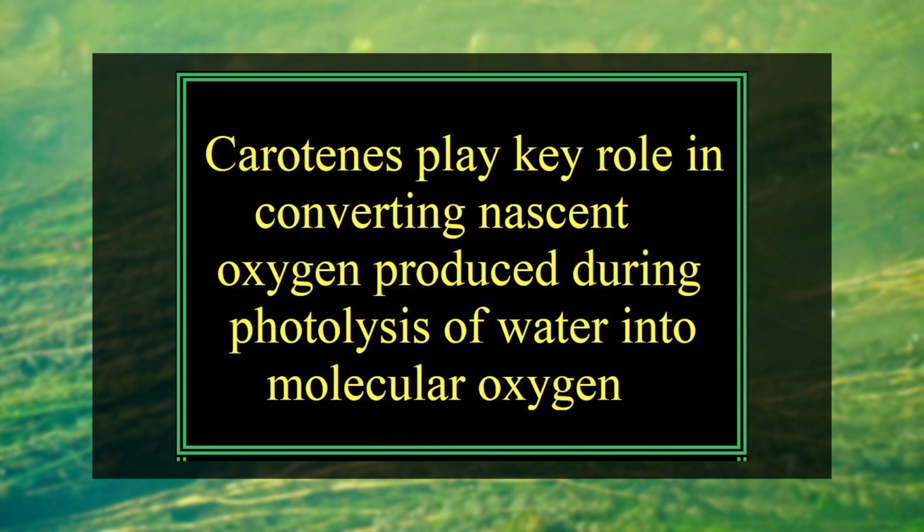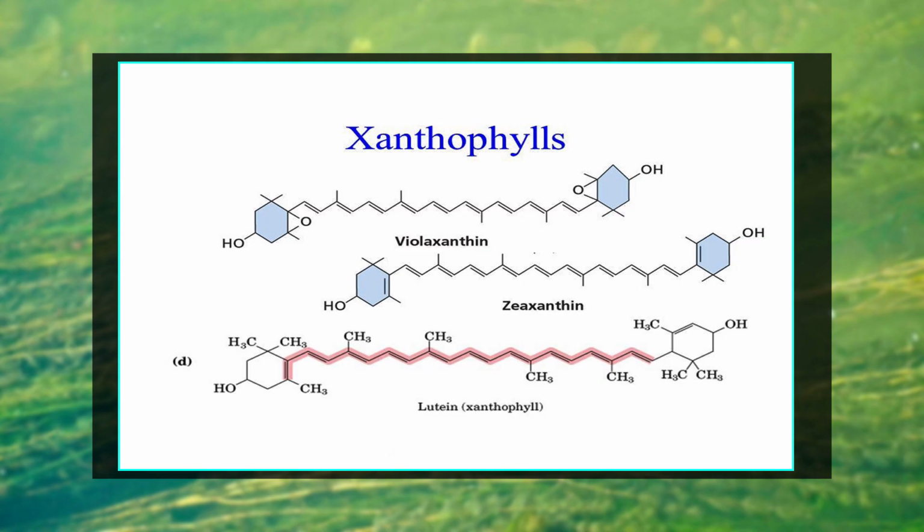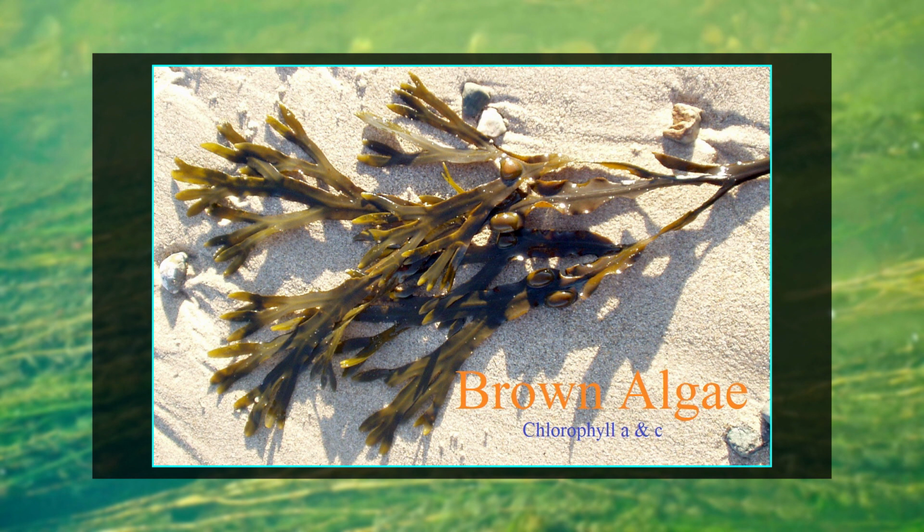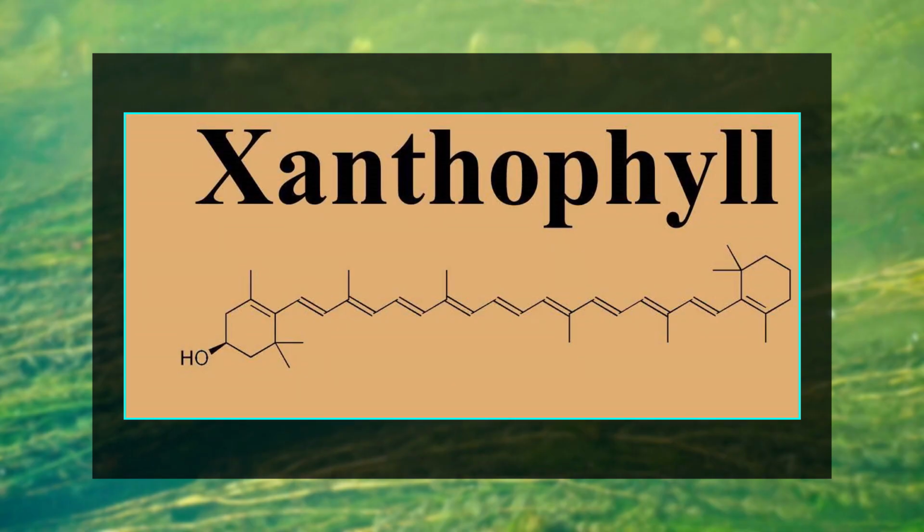Here, I would like to mention an important point that carotenes play key role in converting nascent oxygen produced during photolysis of water into molecular oxygen, and therefore they prevent chlorophylls from photooxidation. In addition to carotenes, algae have xanthophylls of 22 different types, and they play a role in classification of algae. Green algae have green color due to chlorophyll A and B. Brown algae have brown color not because of chlorophyll C, but because of a xanthophyll called fucoxanthin.